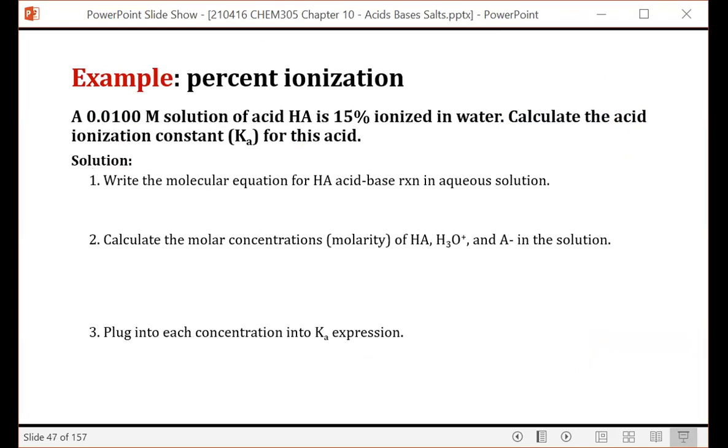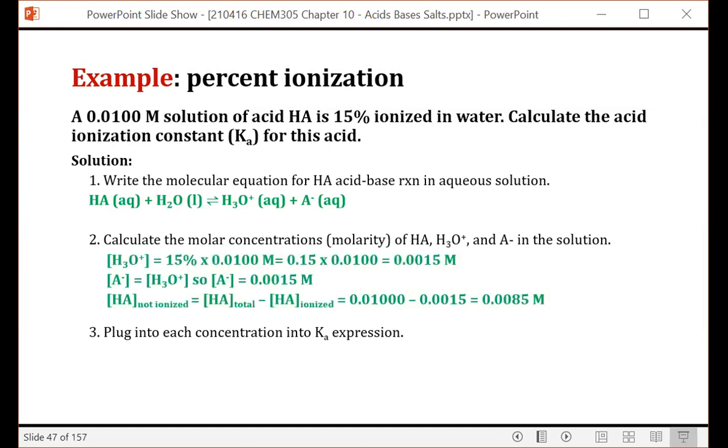So I wrote out all the steps on the PowerPoint slides too, so you could follow along with how I wrote it out, and you can also check it out on the slides. Start by writing the equation for the reaction, and then calculate the molar concentrations of each species in the reaction that you're going to be plugging into the Ka expression. So your concentration of H3O plus is 15% of the starting concentration of your acid. Your concentration of the conjugate base, A minus, is going to equal the concentration of hydronium ion, because each time one hydronium ion is made, you're also making 1 mole of conjugate base. So those two have equal concentrations.